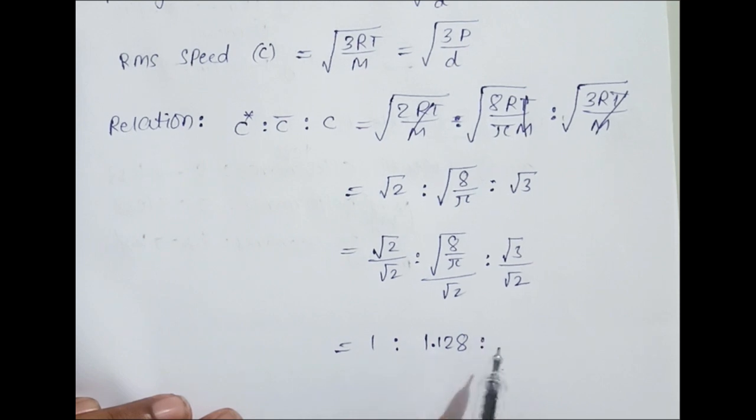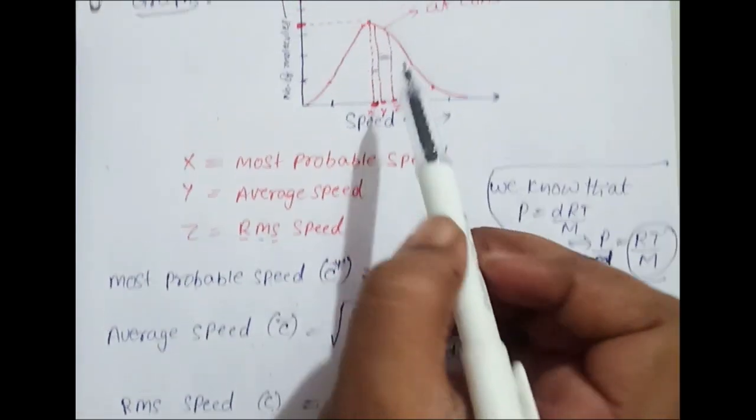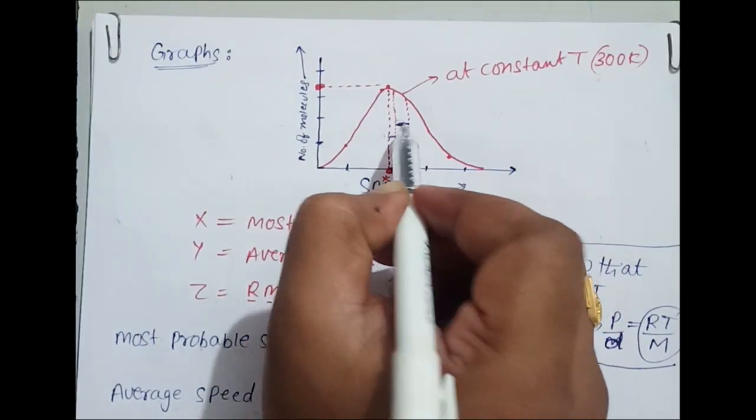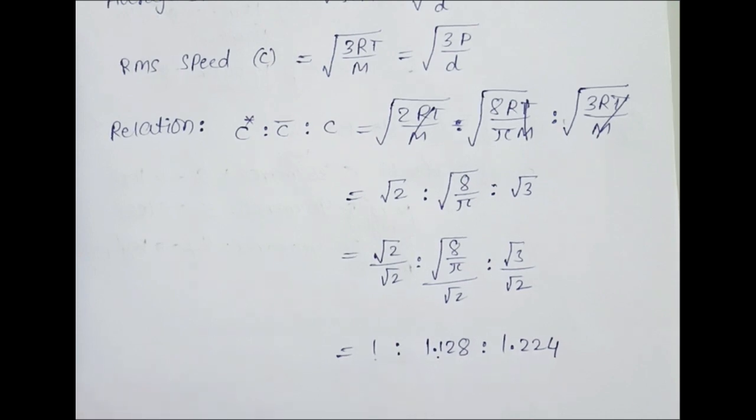Which is equal to 1 is to, if you do the simplification, 1.128 and 1.224. Here you can see the gap. It is 1 is to 1.128 is to 1.224. The gap is a little bit more, that's why I said you can keep a little bit more gap here, because the gap is a little bit more here and a little bit less here. So this is the relation.